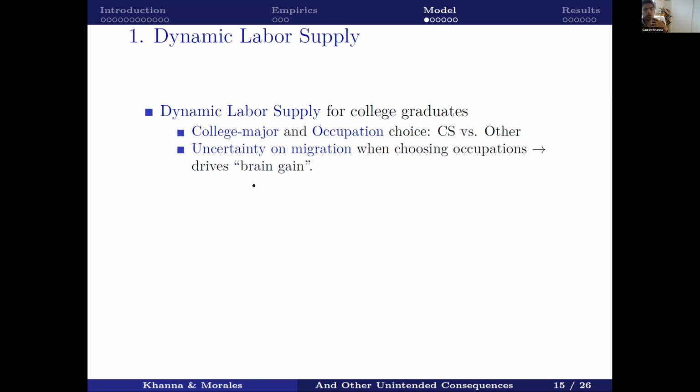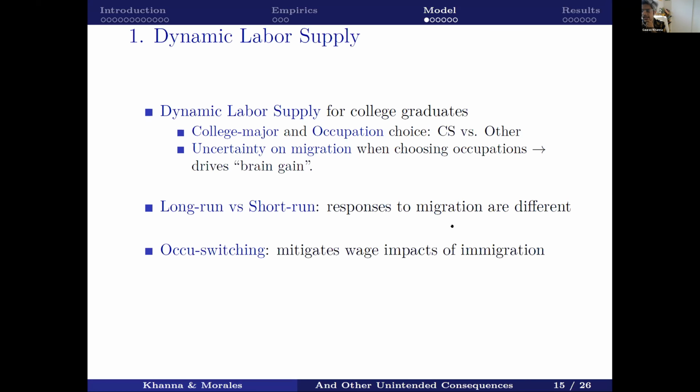especially because when you're studying for a computer science degree, you don't know whether you're going to win an H-1B visa. So this uncertainty of what will happen to your future migration is what really drives this brain gain response. But it also means that because of these dynamics, in the short run, when the H-1B cap changes, you may have very different effects from what happens in the longer run, right? So the longer run economic developmental outcomes can be quite different.